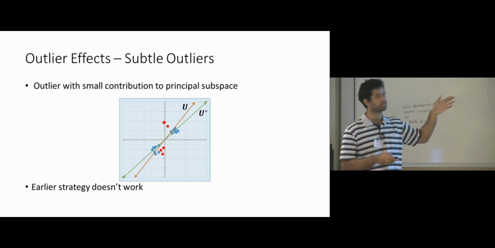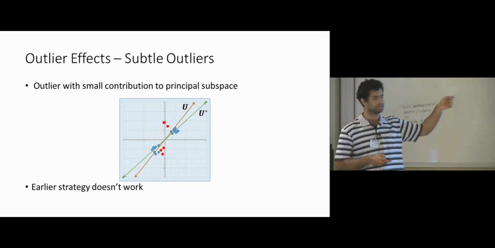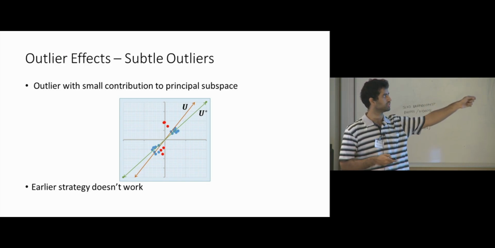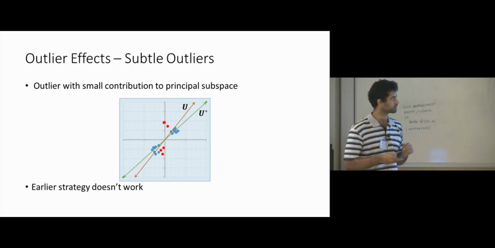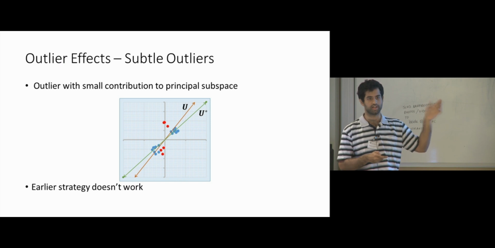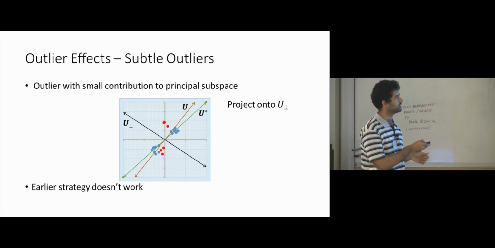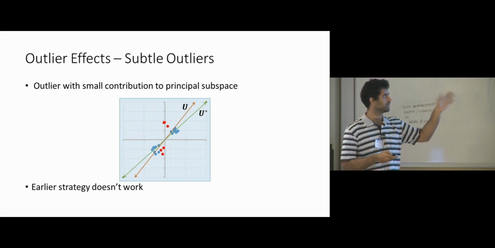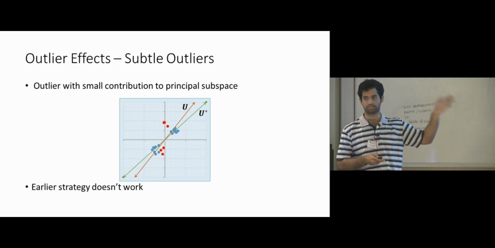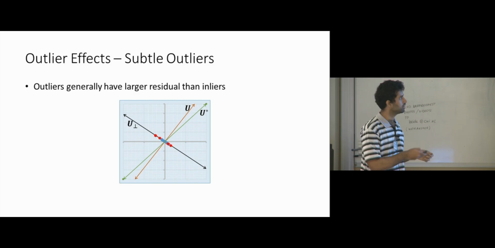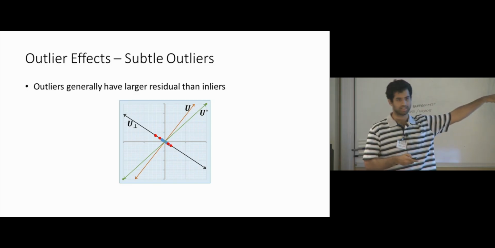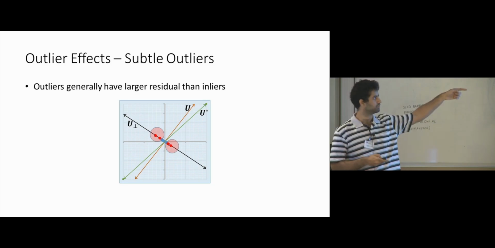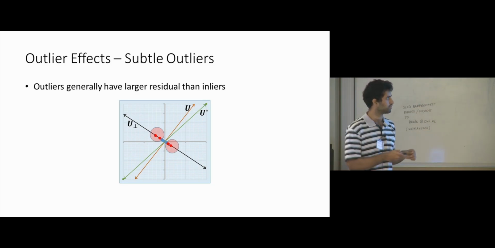And now we can move on to the second type of outliers. These outliers are much closer to the principal subspace, but they are still far enough that they can perturb your estimate. And the earlier strategy of projecting your data points onto your estimated subspace U doesn't work anymore. But you can still detect these outliers by projecting onto the orthogonal subspace of U, U-perp, which is essentially computing the residual. And now you see that in general, outliers tend to have larger residuals than the inliers.